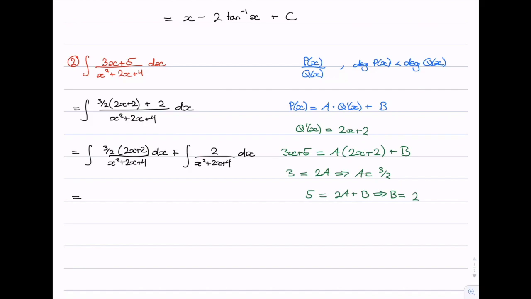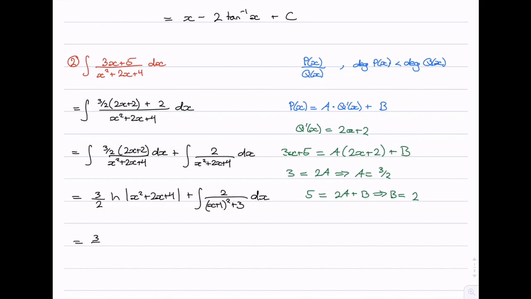Now the first one, we know what that's going to be. That's just going to be a log. We can take the 3 on 2 out and then it's just the log of the denominator. So that's 3 on 2 times the log of x squared plus 2x plus 4. But for the second integral, we have a quadratic in the denominator and a constant term in the numerator. Now the quadratic is also irreducible, and we saw in the previous video that those led to inverse tans. So what we need to do is complete the square in the denominator. So that's 2 divided by, when you complete the square here, x plus 1 all squared plus 3 dx.